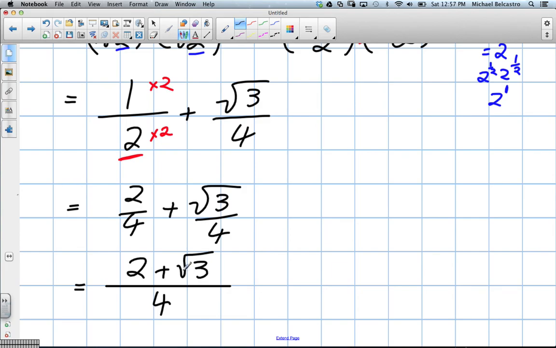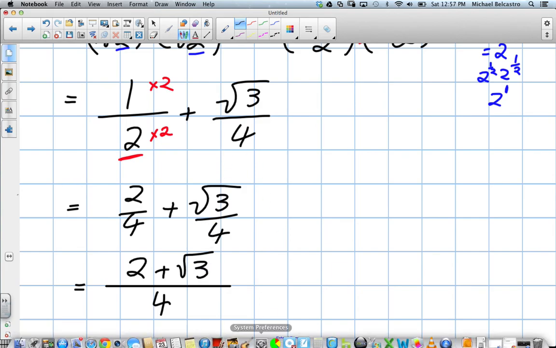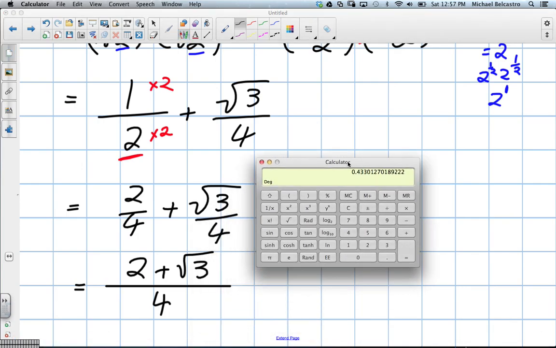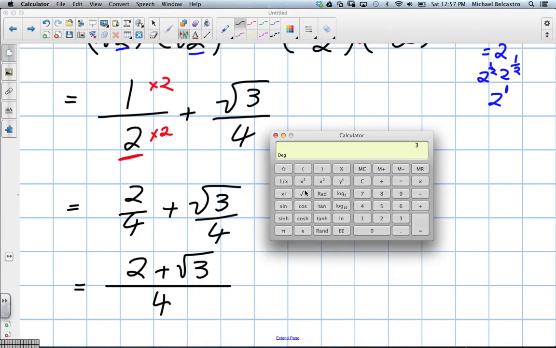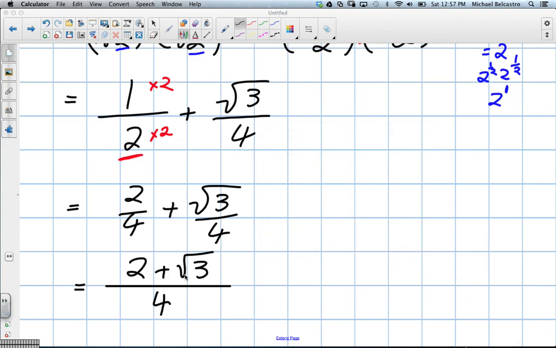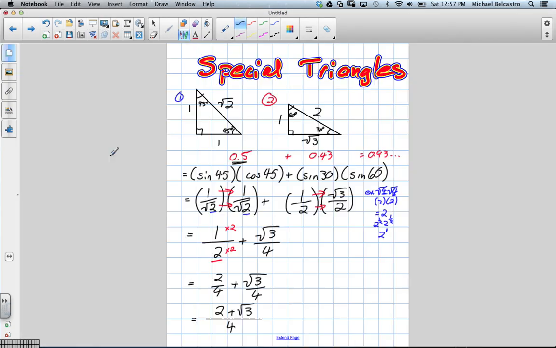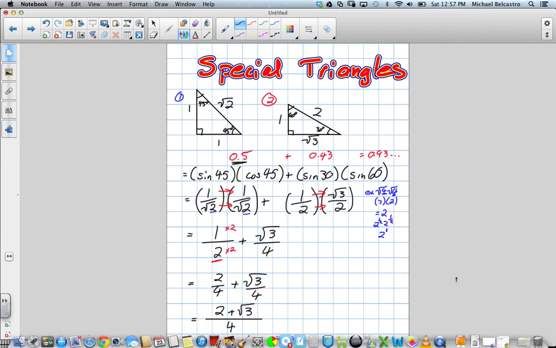We can't go any farther without getting a run-on number, mainly because the square root of 3 is going to be a never-ending decimal. So that should be our exact value. Yeah, that's what they end up with there. Okay, so that's what they mean by finding exact values using these special triangles. We're going to use their primary trig ratios to get a fraction answer in the end. Does that make sense?